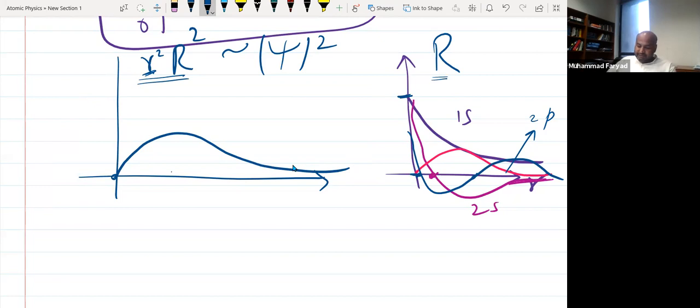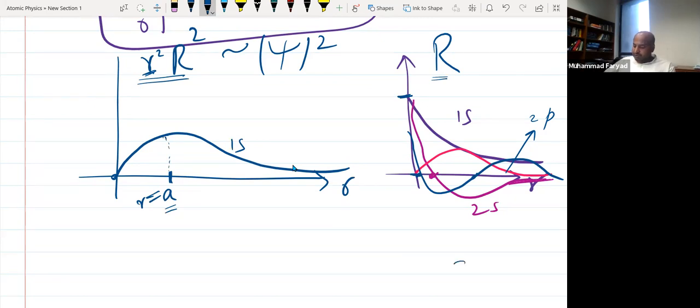And it has a maxima somewhere, and this maxima can be found to be exactly at r is equal to a. So that's why this a is also referred to as the Bohr radius, because for the 1s orbital, the probability of finding the electron is maximum at r is equal to a.